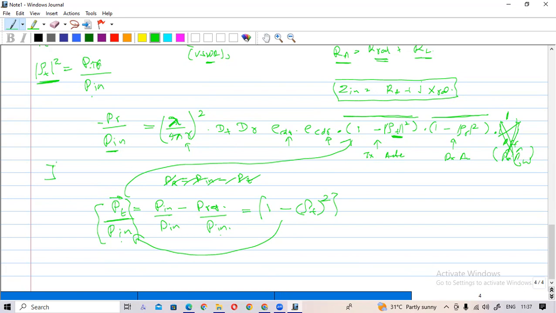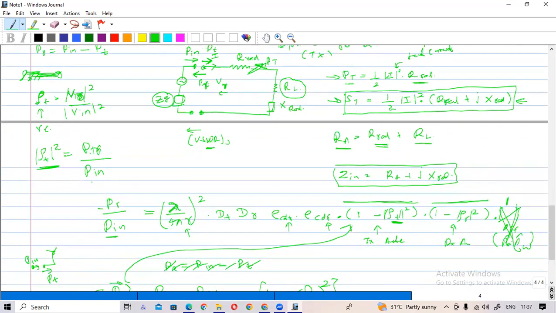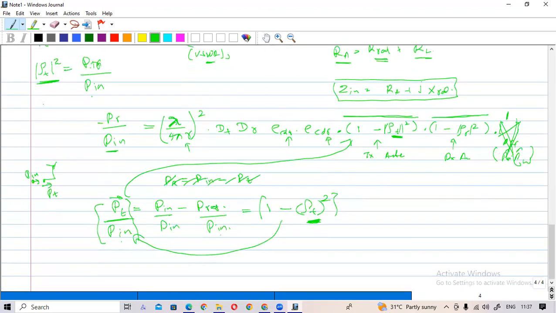If the antenna is here, P_T is the power going through the antenna, that is radiating, and P_in is the power input by the source. So P_T divided by P_in is 1 minus rho_T squared, where rho means the reflection coefficient. Maybe you are given the reflection coefficient directly. If so, you can just substitute it here.